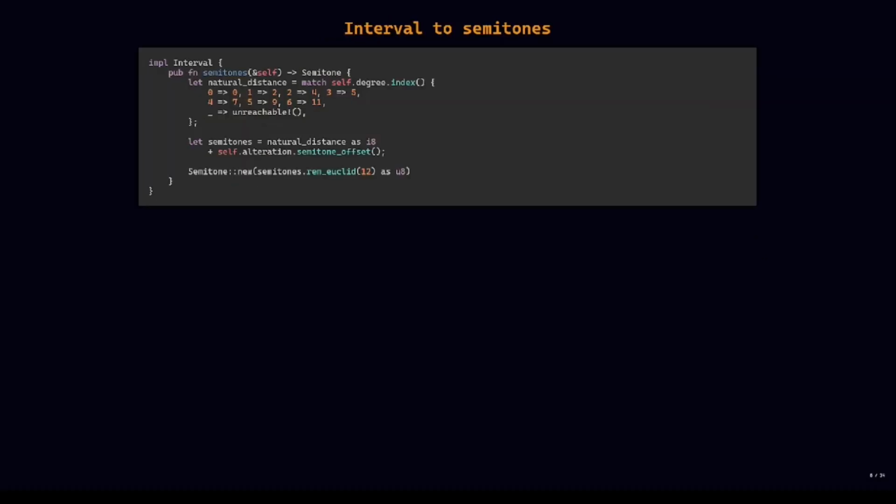So that gives us a really nice helper util on the intervals, which is semitones. What semitones can tell you is the number of semitones between any interval and the root. For example, major third is going to tell you you go three, like from 0 to 2, that's going to be four semitones, right? And minor third is going to be four semitones minus one offset, that's going to be three semitones. This is going to really come in handy as we build scales and chords.